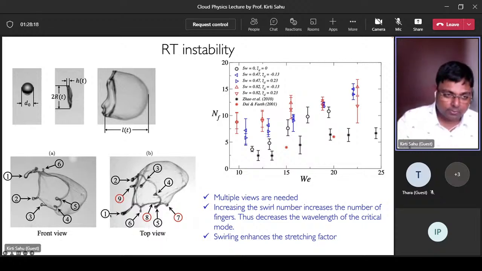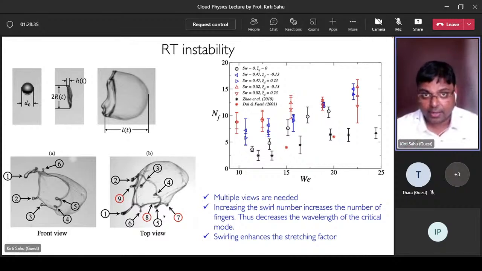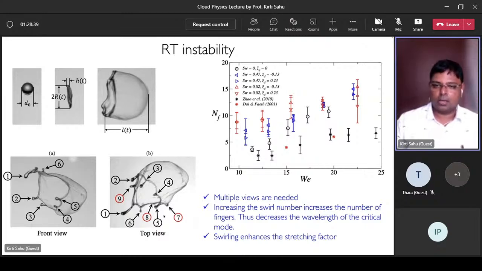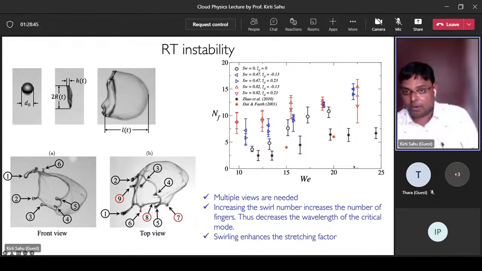top view. And you can see that in the front view, only 6 fingers are visible clearly, whereas in the top view, 3 more fingers we can clearly see. Now, this number of fingers will be used to understand this Rayleigh-Taylor instability. So, counting the number of fingers is very important. So, here we have plotted the number of fingers versus Weber numbers.